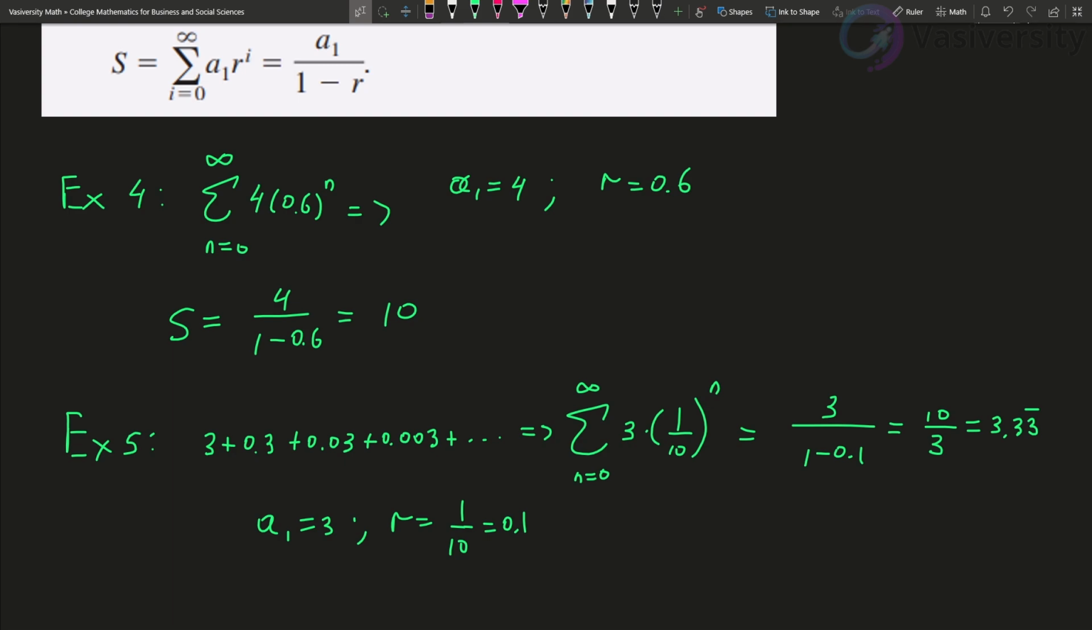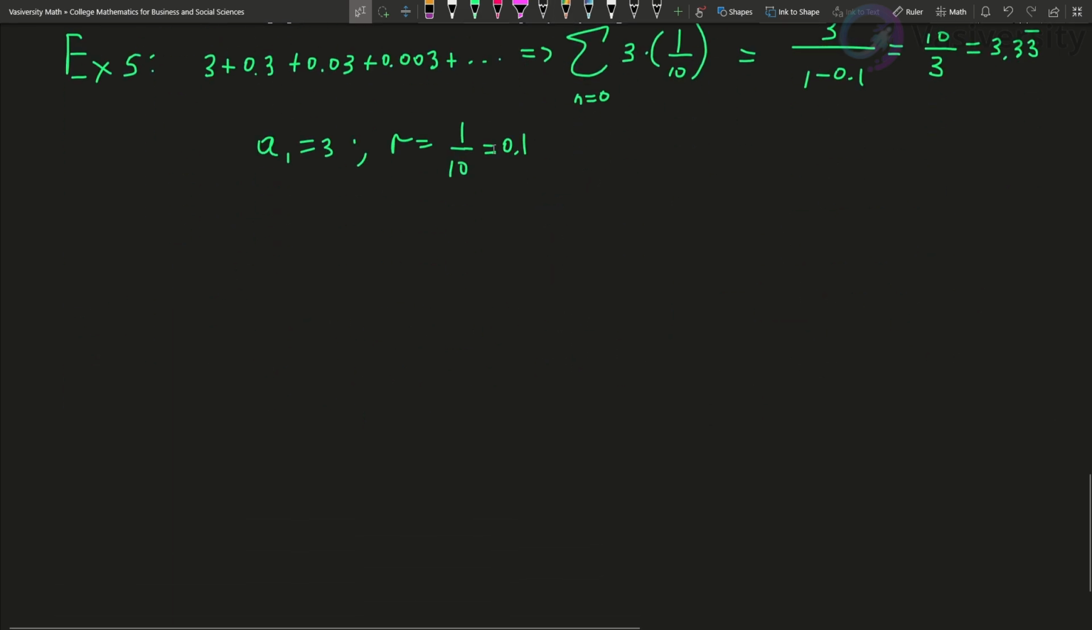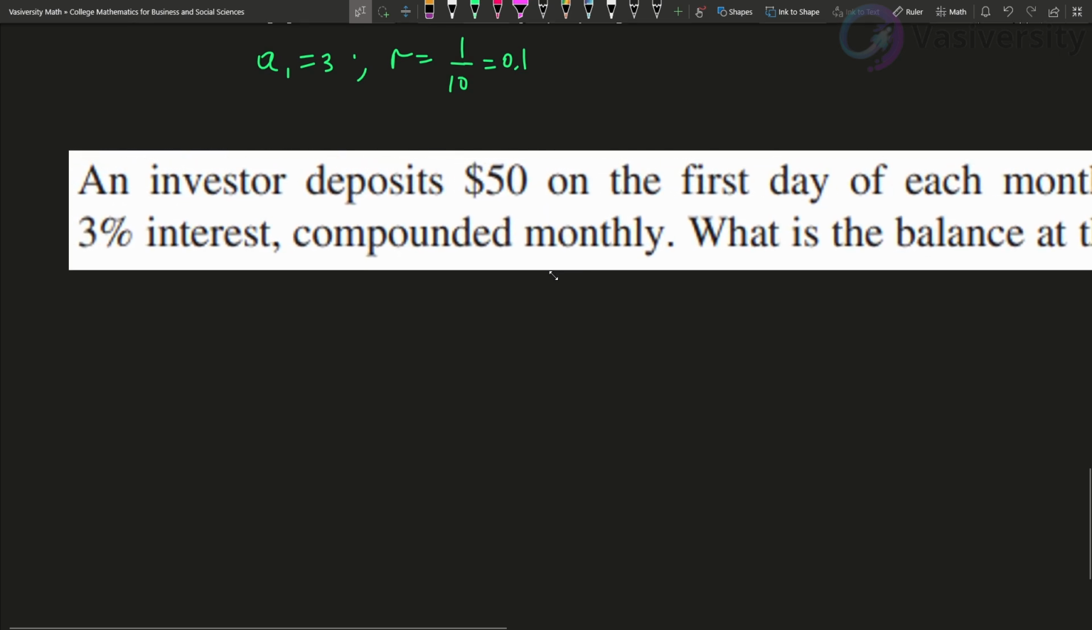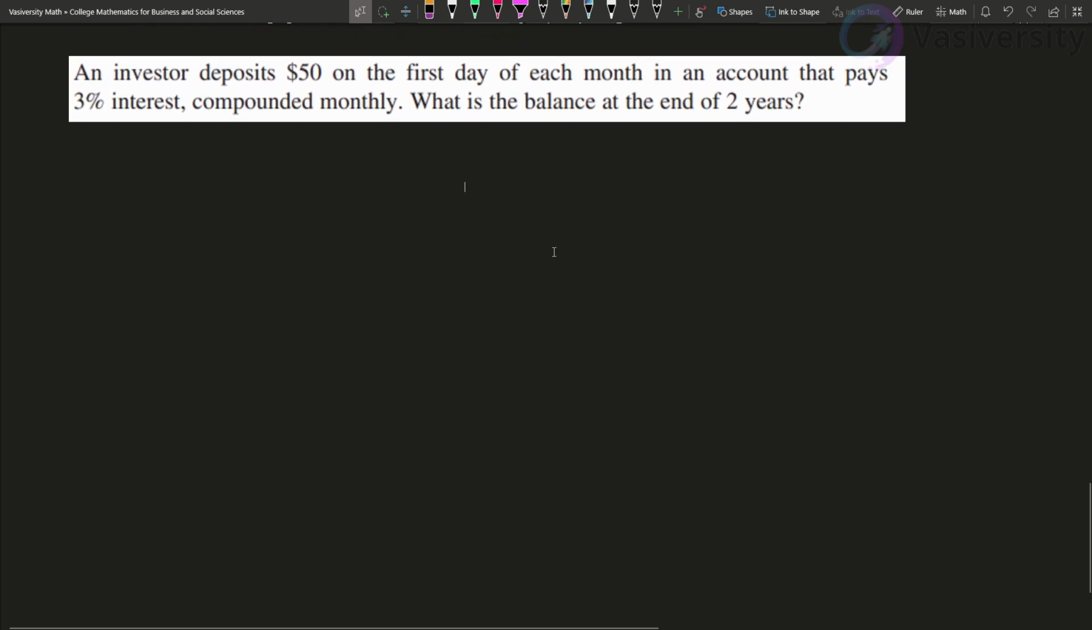Let's take a look at one problem here. Once again, it's going to be something about investment. So an investor deposits $50 on the first day of each month in an account that pays 3% interest, which is compounded monthly. What is the balance at the end of 2 years? Okay, so to find the balance in the account, 2 years is equal to 24 months, right? We're doing the payment monthly. Okay, so we're going to have 24 payments.